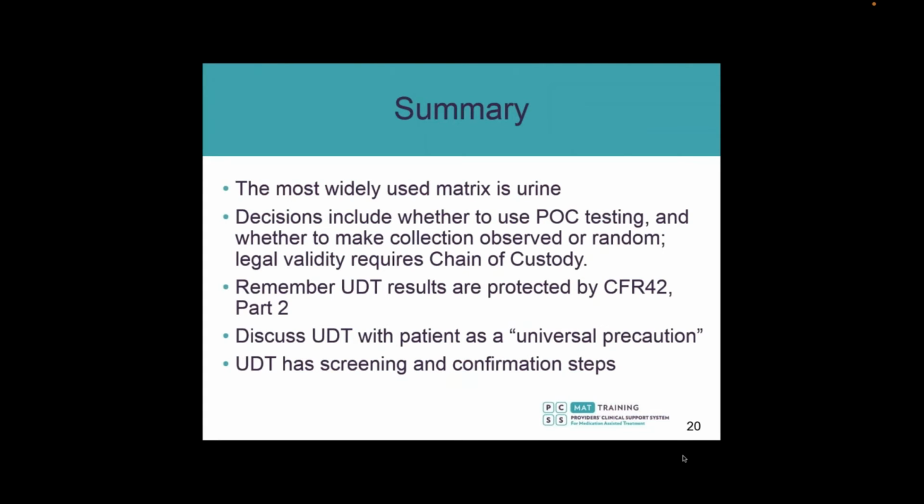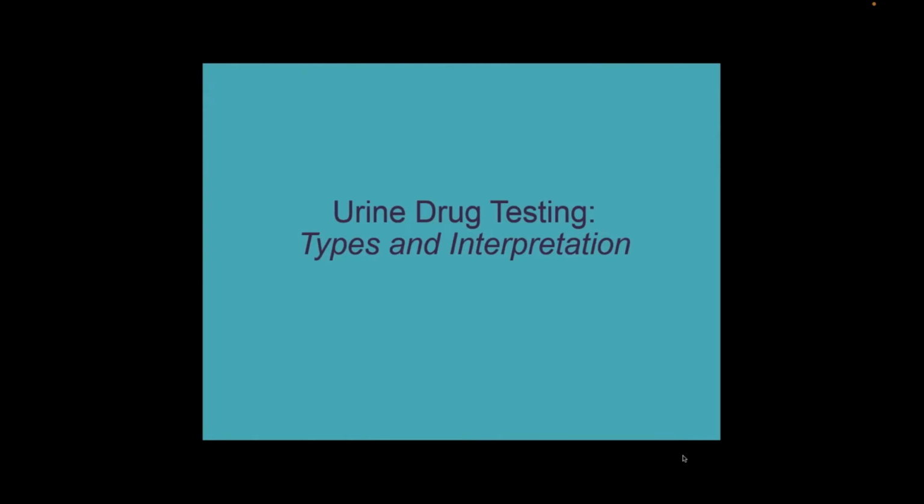So in summary, in our first part of urine drug testing, urine is by far the most widely used matrix. The decisions in urine drug testing include whether you're going to use point of care testing or whether you're going to send it out, whether the collection is observed or random, and whether you're going to maintain a formal chain of custody. Remember, UDT results are protected by CFR 42 Part 2, including the revision. It's important to discuss UDT with the patient as not only a constructive part of his care, but as a universal precaution, and that UDT has two steps, a screening step and a confirmation step. So what are the types and interpretation of urine drug testing? It's our second part.